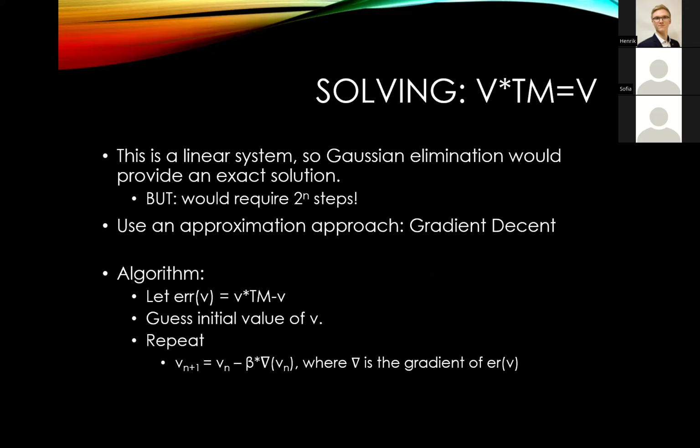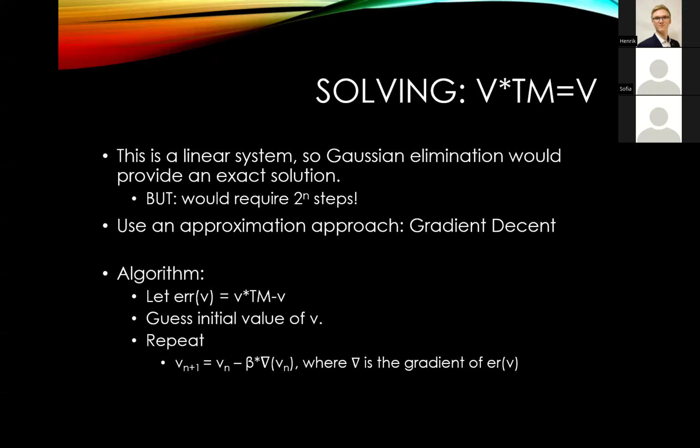And now we have to solve the problem though. It's a linear system, so Gaussian elimination, right? Gaussian elimination sounds really good, except there's one other problem. You remove one row at a time, and we have 2 to the n rows. Not good, not good at all for any size n. So what we do instead is approximation, we do gradient descent. So we compute the error function. That's just what is the error, v Tn minus v.